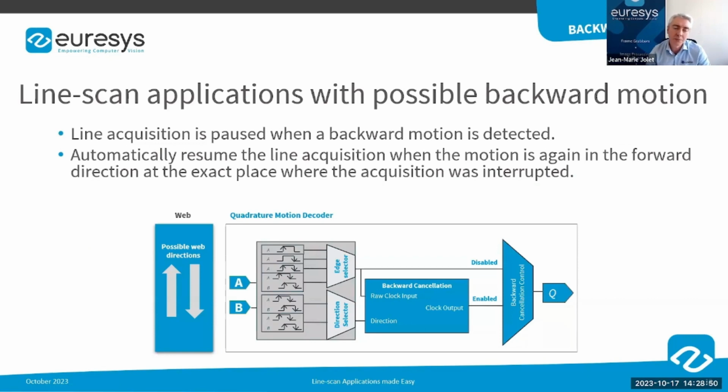As already mentioned in this presentation, Euresys frame grabbers support quadrature motion encoders, which means that they can decode A and B phases to know in which direction, forward or backward, a part or a web is moving. To ensure distortion-free images, the backward motion compensator will pause the line acquisition when a backward motion is detected. The line acquisition will then automatically resume when the motion is again in the forward direction, but at the exact same place where the acquisition was interrupted, meaning that there is no additional line and no missing line.